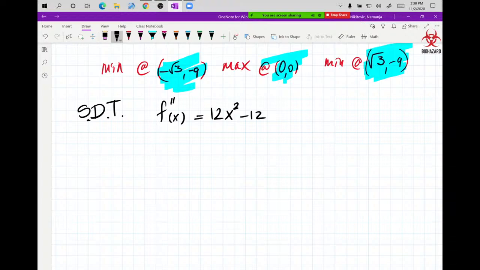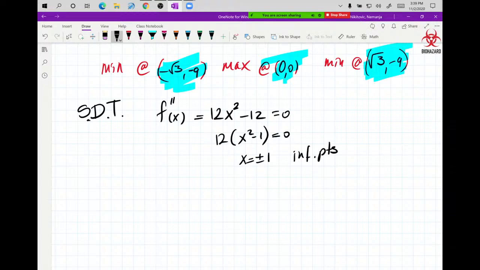All right, so there was plenty of time for the second derivative test. So we set it equal to 0. We factor out 12. We have x squared minus 1. And that gives us plus minus 1 for inflection points. This is what we did last class.